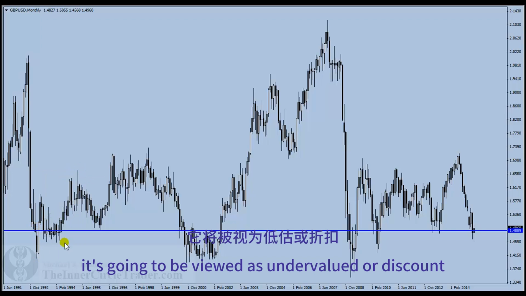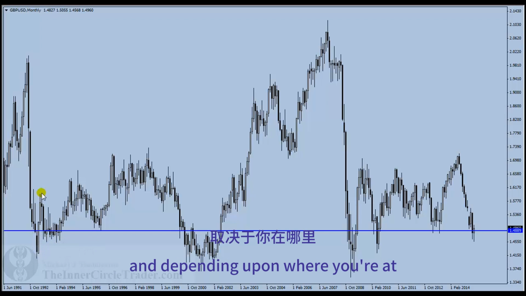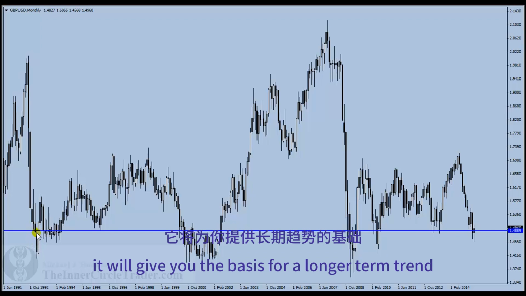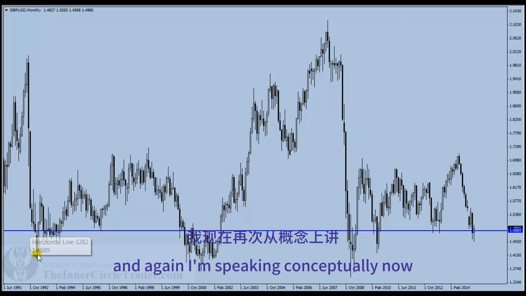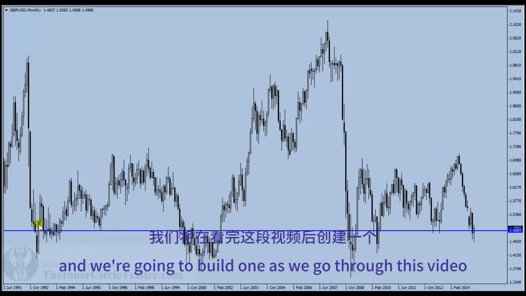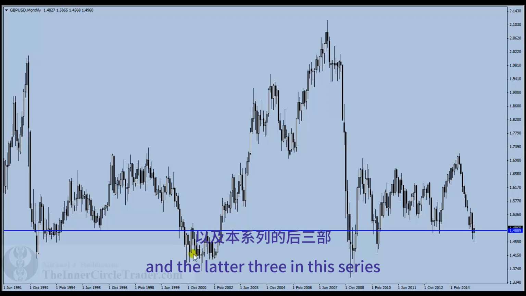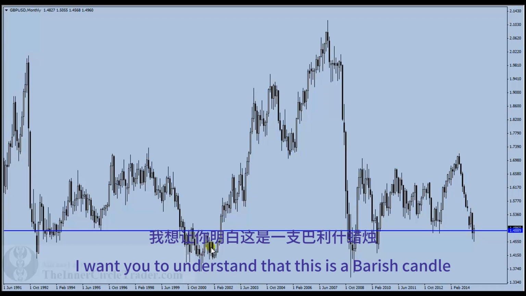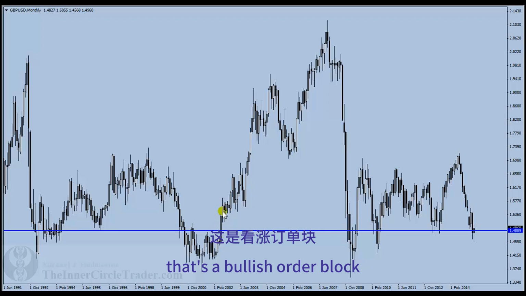But for now, again, I want you to understand that this is a bearish candle prior to this move higher. That's a bullish order block, as we identified in previous teachings, and we've reiterated in this particular series as well. But this level, okay, this is just one. Then we have an area of consolidation in here as well. Okay, price moved from big ranges down into smaller ranges again. Okay, and then price moved away from it and started moving into larger ranges.